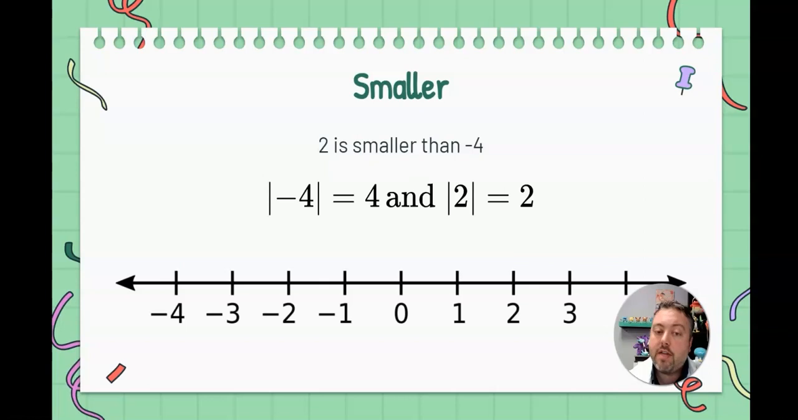And in reverse, that means 2 is smaller than -4. Just like we said, -4 is a distance of 4 away from 0. 2 is a distance of 2, meaning 2 is closer to 0 than -4, making 2 the smaller number.